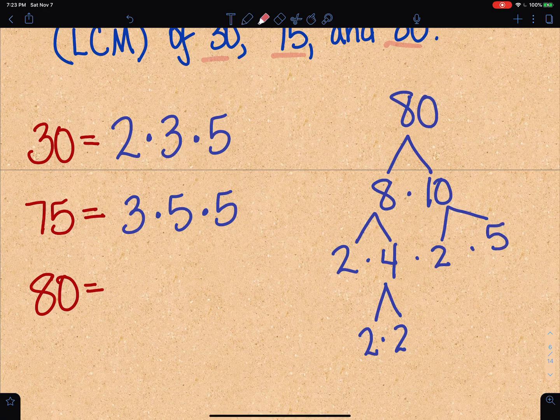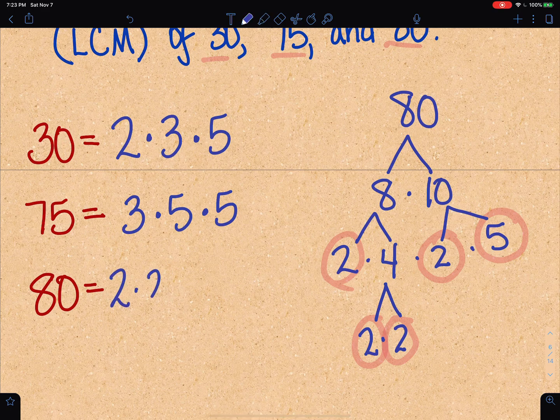So what were all of my endpoints? I ended at a 5, a 2, a 2, a 2, and a 2. I don't count that 4 because I further divided the 4 into the 2 and 2. So you only do the numbers that are sort of endpoints or at the end of the branches. So for 80, I'm going to have 2, 2, 2, 2. There's 4 of them, and then a 5.